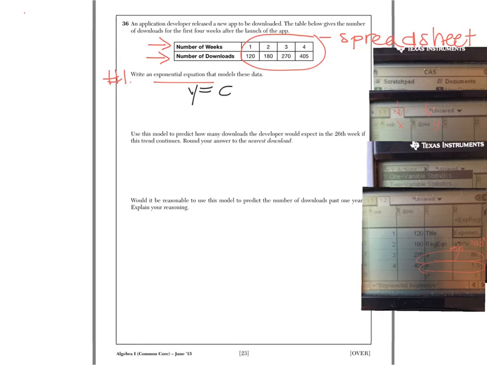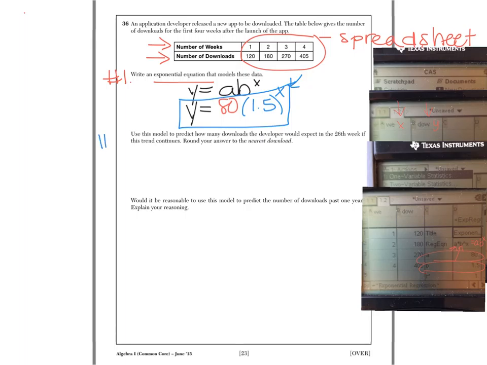Y is equal to A times B raised to the X power. I have my value for A, which is 80. I'm going to put parentheses around the B, which is 1.5, raised to the X power. So the X is in the exponent. That's how we know it's exponential. And this is our answer.